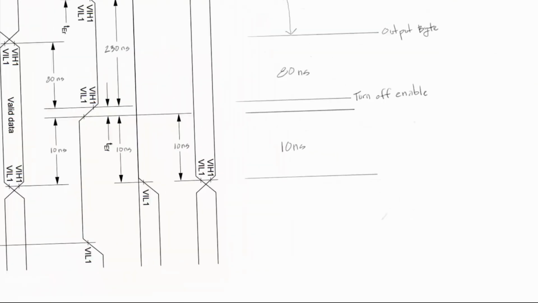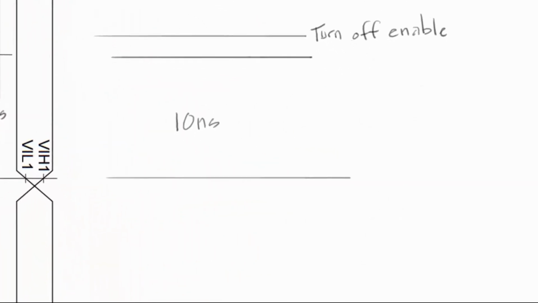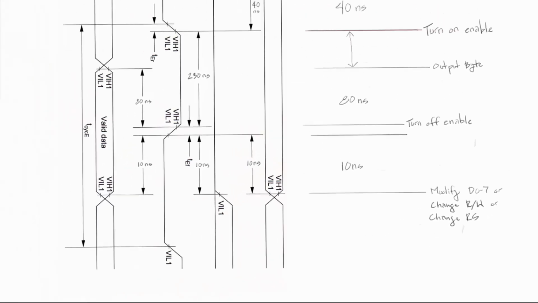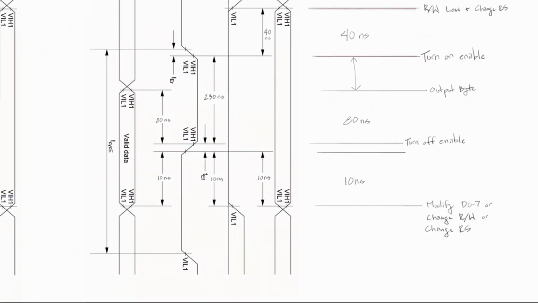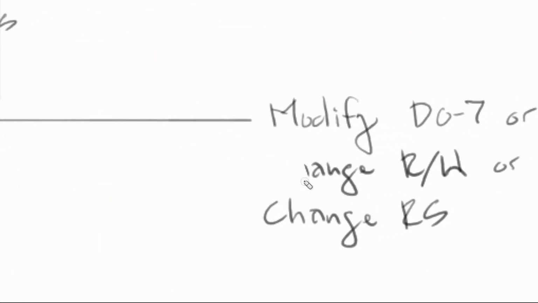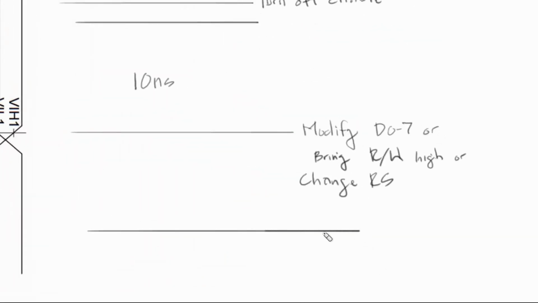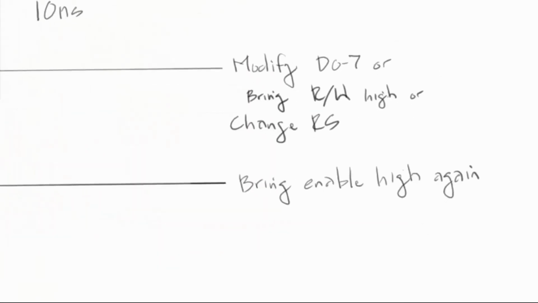So we know we have to wait 10 nanoseconds before we modify the data pins, or we change the read write, which is going into the read mode, or we change the register select. Actually, because the read write is always in write mode during the sequence, we shouldn't say change, we should say bring read write high. And then we have a final requirement here where we can't bring the enable high again to do another operation, to start another cycle.